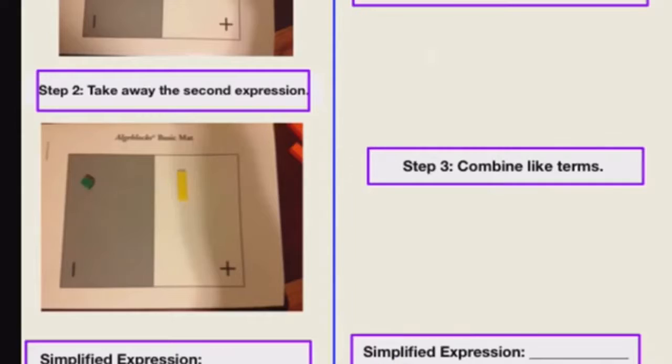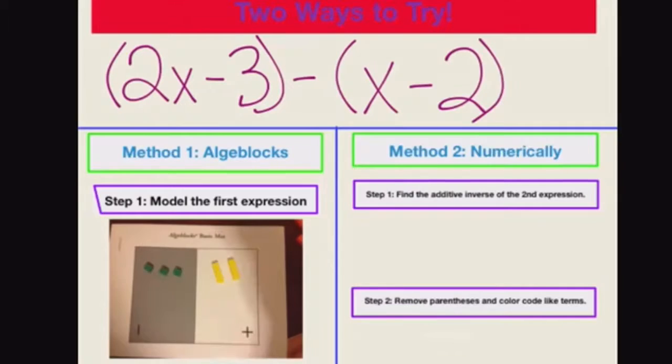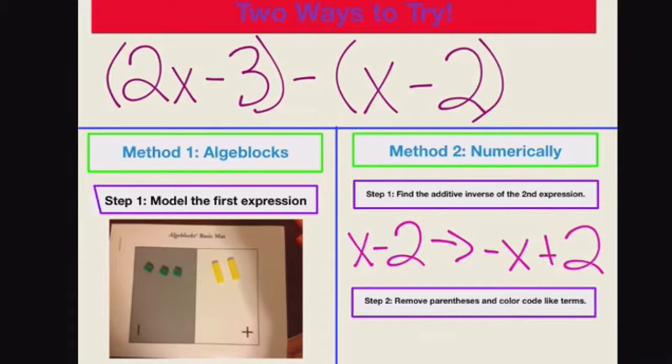Okay, last step, write our simplified expression, which is x minus 1. Now let's try this numerically. Remember, step 1 is to find the additive inverse of the second expression. Our second expression is x minus 2. Again, we're going to find the opposite of each part. So instead of x, we're going to write negative x, and instead of minus 2, we're going to write plus 2. So the additive inverse of x minus 2 is negative x plus 2.